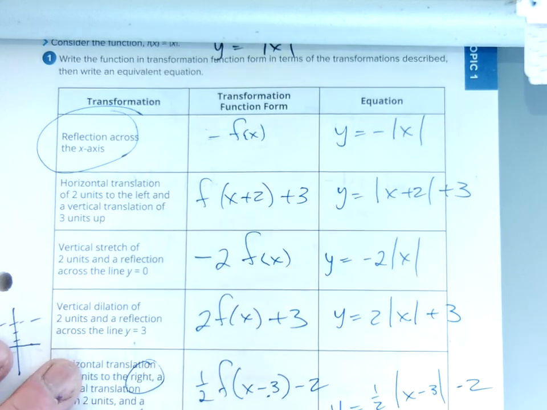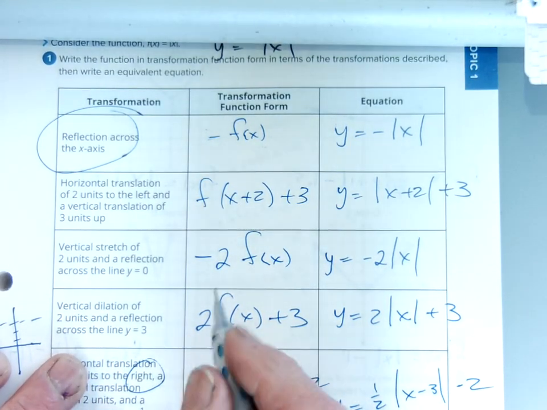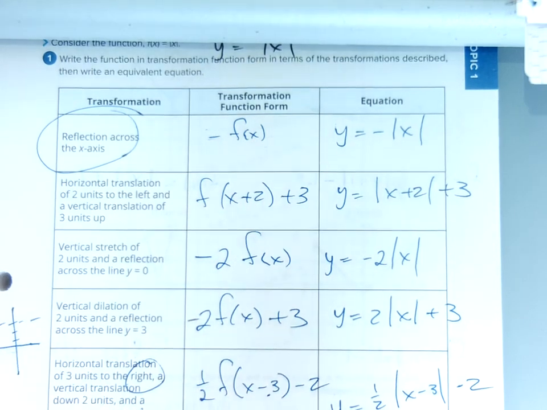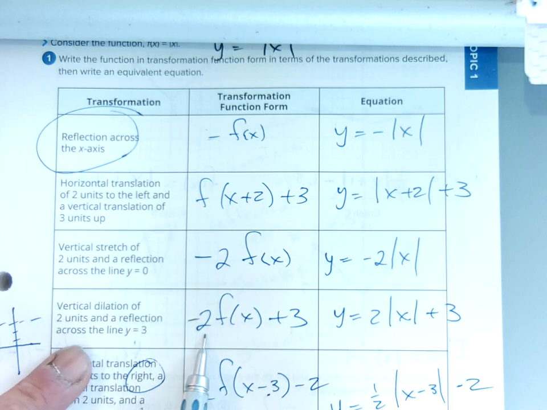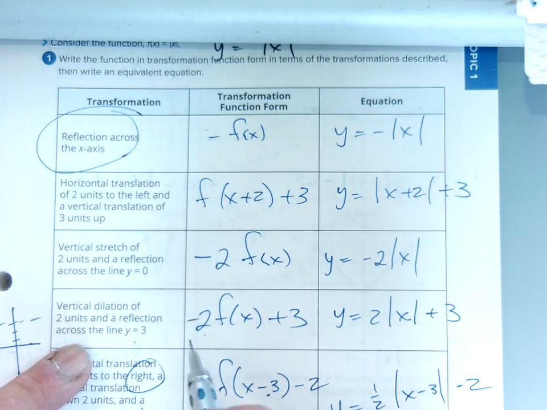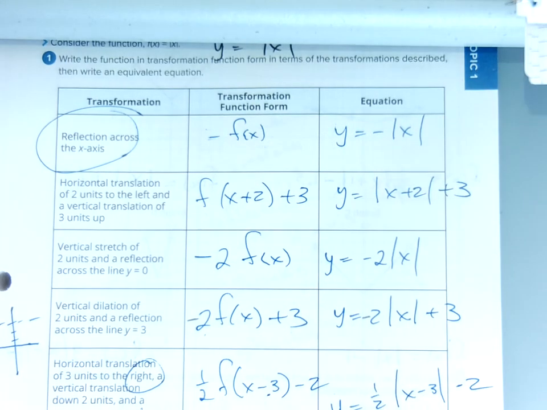Vertical dilation and reflection over the line y equals 3. It's got to have a negative 2. There we go, because it does flip. So you're going to go up 3, and then it's going to be reflected, so it's going to be negative. So negative 2 f of x plus 3, and this should be a negative also for the equation.